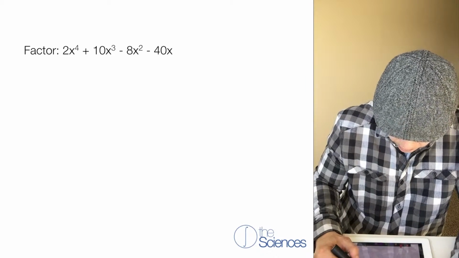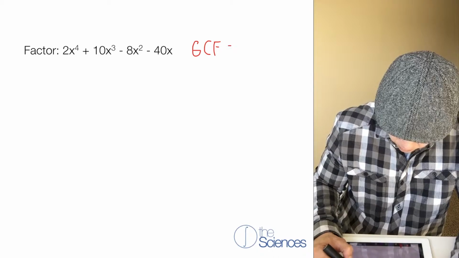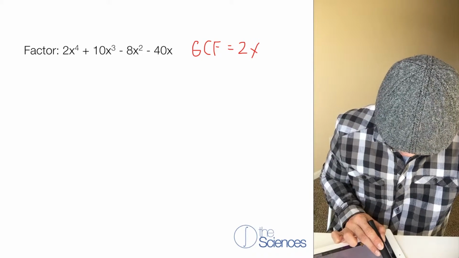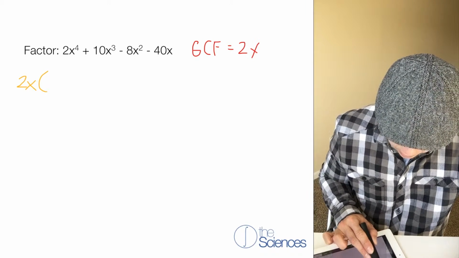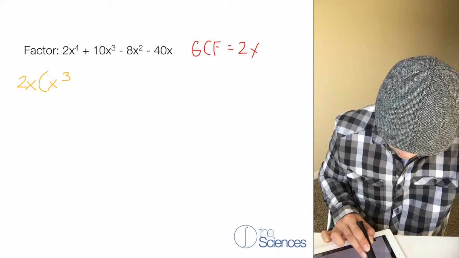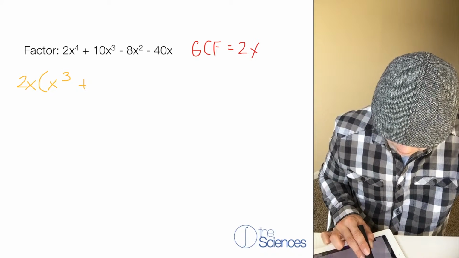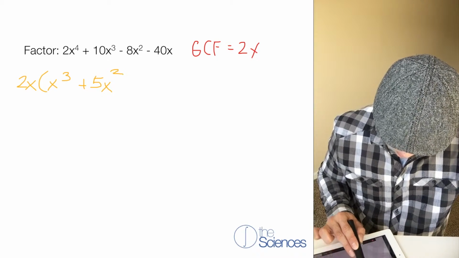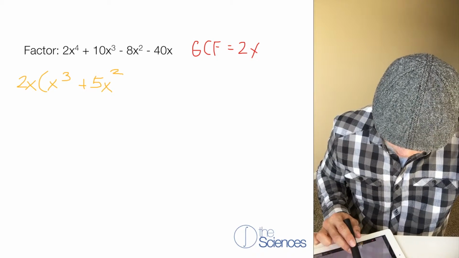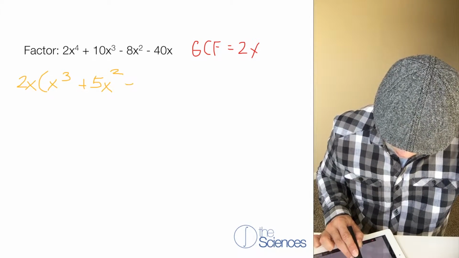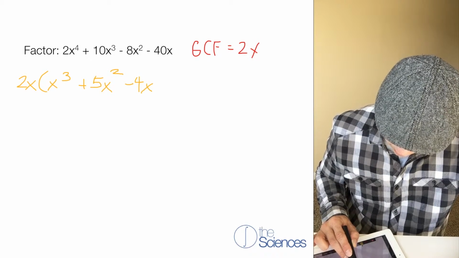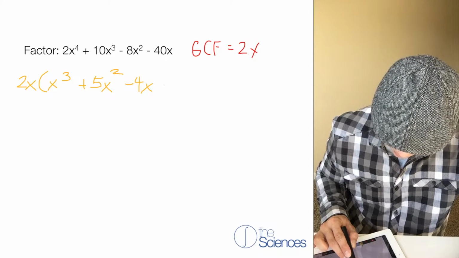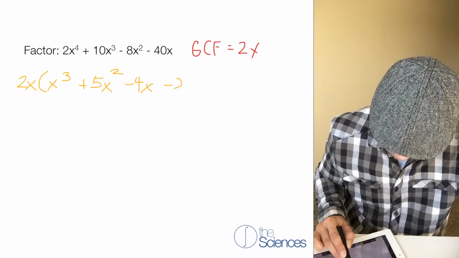We said our greatest common factor was 2x. So we write 2x, and to get 2x to the 4th, we have to multiply by x cubed. Now to get 10x cubed, we have to multiply by 5x squared. To get negative 8x squared, we have to multiply by negative 4x. And to get negative 40x, we have to multiply by negative 20.